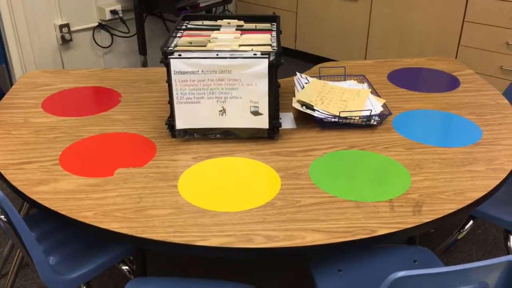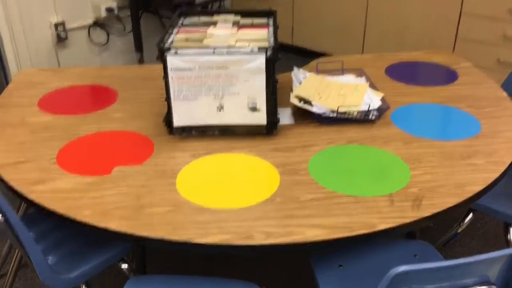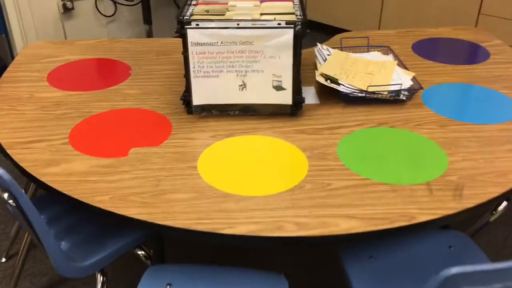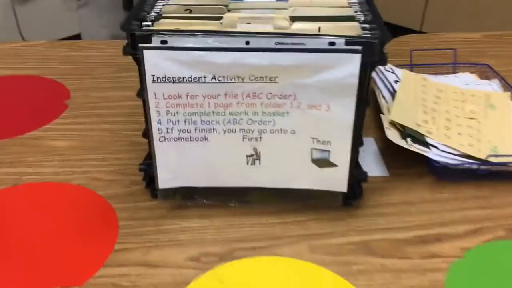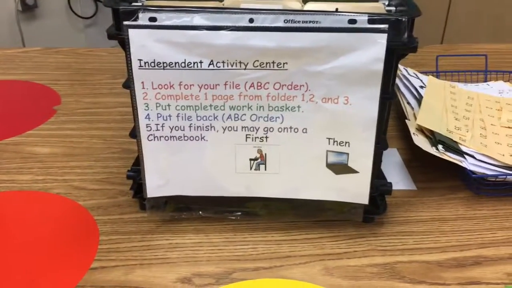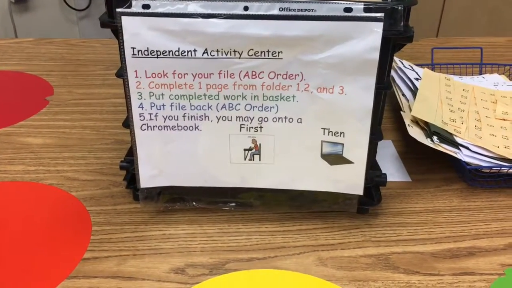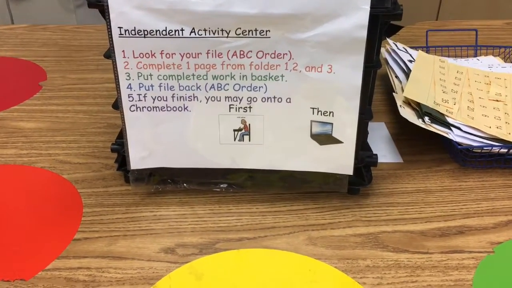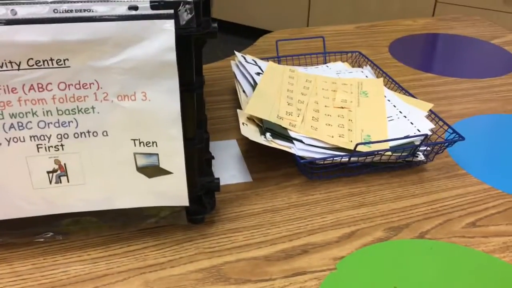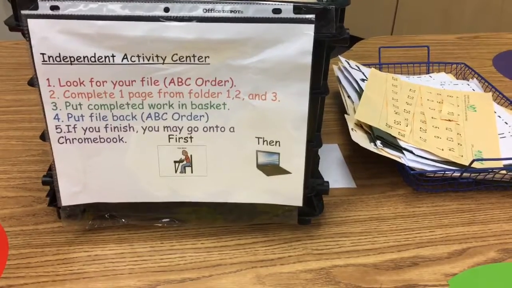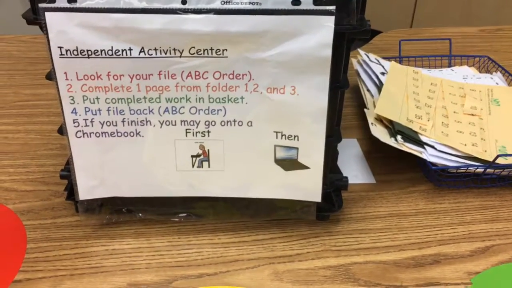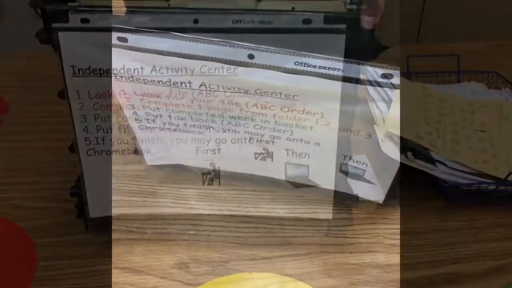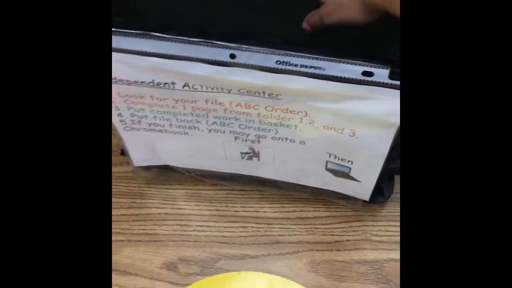When I used the original version of the independent activity schedule, this is how the table would be set up before the students arrived. Once the students arrived, they would come and they would read the directions. So look for your file, they're in ABC order, complete one page from folders 1, 2, and 3, put the completed work in the basket, put your file back in ABC order, and if you finish, you may go on to a Chromebook. So first thing that I would do is I would find my name.